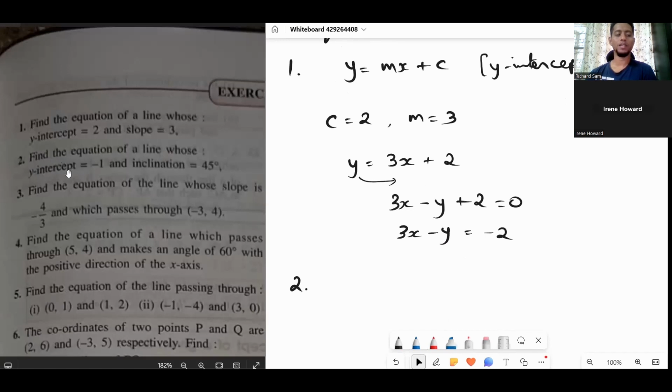Second one, find the equation of a line whose y-intercept is -1 and inclination is 45 degree. So here what have they given? Y-intercept, that means C, and inclination means what?